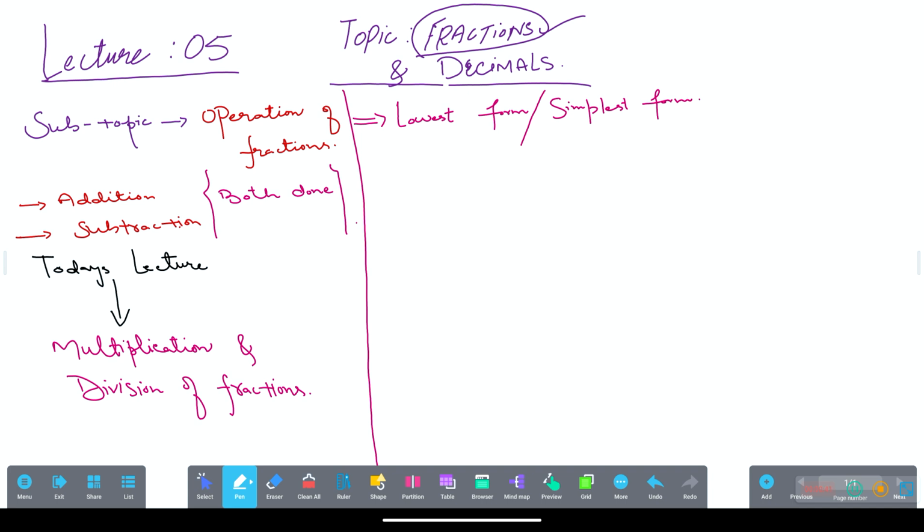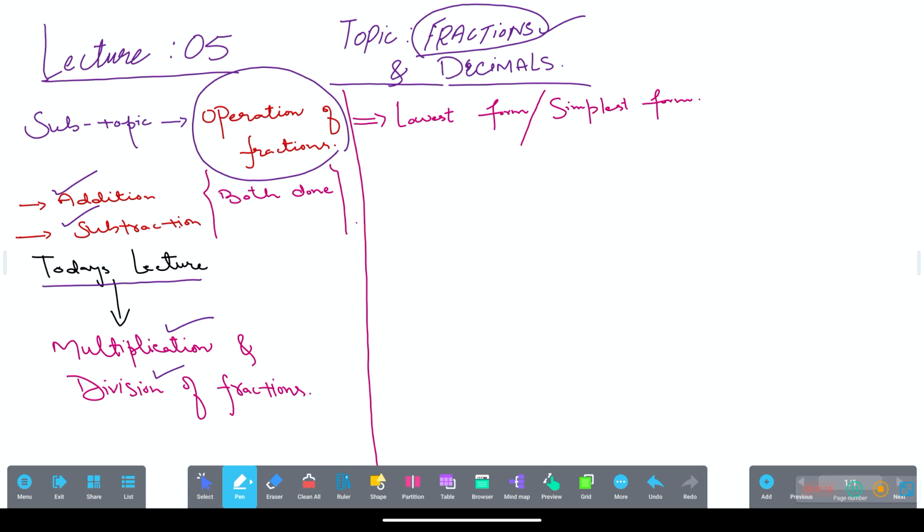In the previous lecture, if you remember, we were on one of the topics from the terminology, that is operation of fractions. We have already done how to add and how to subtract fractions, whether they are like fractions or unlike fractions. Today's topic is based on the same topic, operation of fractions, but here we will learn how to multiply and how to divide the fractions, whether they are like fractions or unlike fractions.